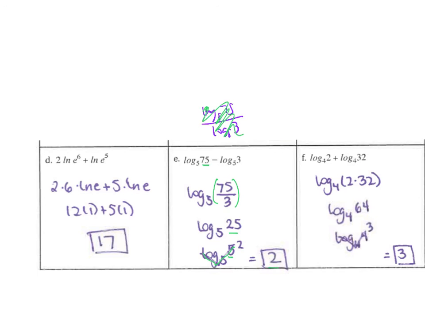For letter F, so again, we're adding, so that means we're going to multiply the numbers together. So log base 4 of 2 times 32, that is 64. So log base 4 of 64, we can change the 64 to 4 to the 3rd. And so if you notice here, it cancels out, and the answer is just 3.